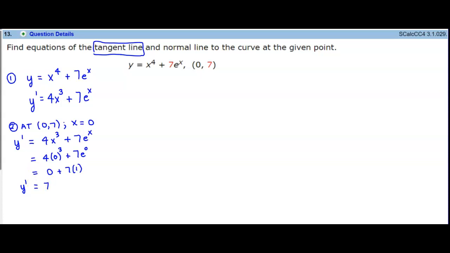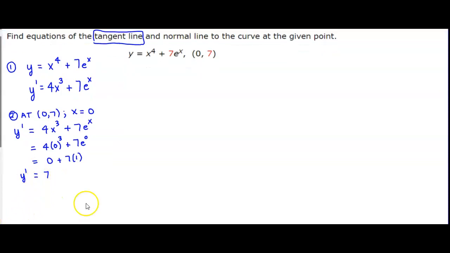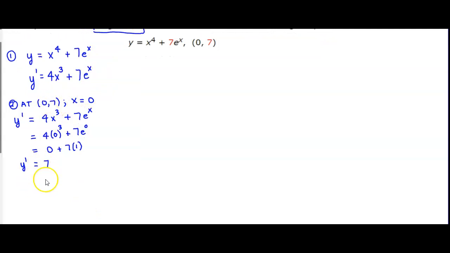So what does that tell us? Well, that tells us that the slope is equal to 7. So to find that tangent line, we're going to use the point (0, 7), and we're going to use the slope to be 7. So therefore, this is what we're going to have. We know that at the point (0, 7), we have a slope that's equal to 7.